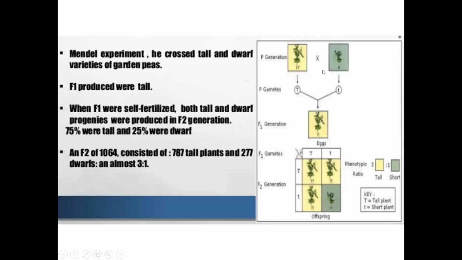This is the experiment he has done. A tall plant is crossed with a small plant. Then this is the F1 generation, capital T, small t. This has already been stated. Now this is the checker box. You are crossing the tall with the small. That means the overall product you're getting is 75% tall and 25% dwarf. If you crisscross this, it is like a matrix or a checker, and it is known as the checker box.